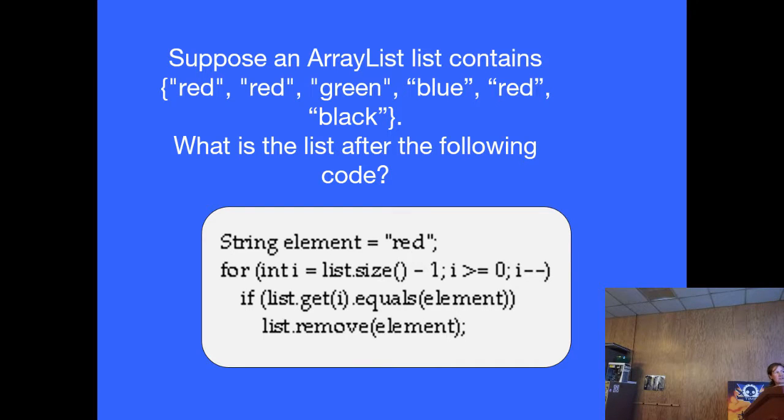It looks at everybody in the list, so it does iterate through your list one at a time. It starts with black, then goes to red, blue, green, red, red. And every time it finds something that equals red, equals the same string, then it removes them. So it does remove all the red. So then your array list would look like green, blue, and black.